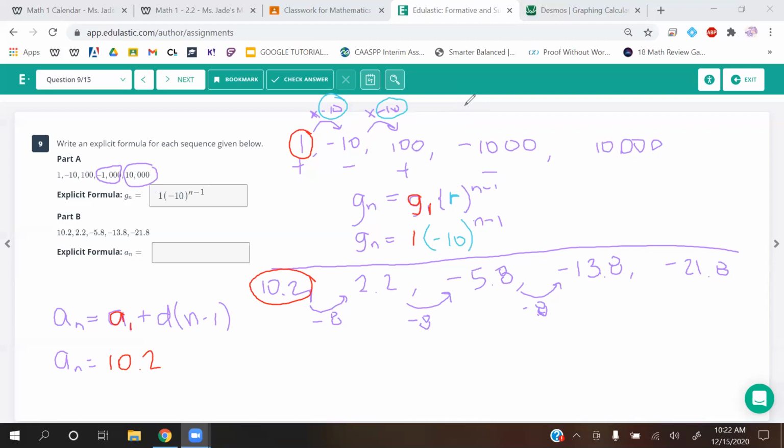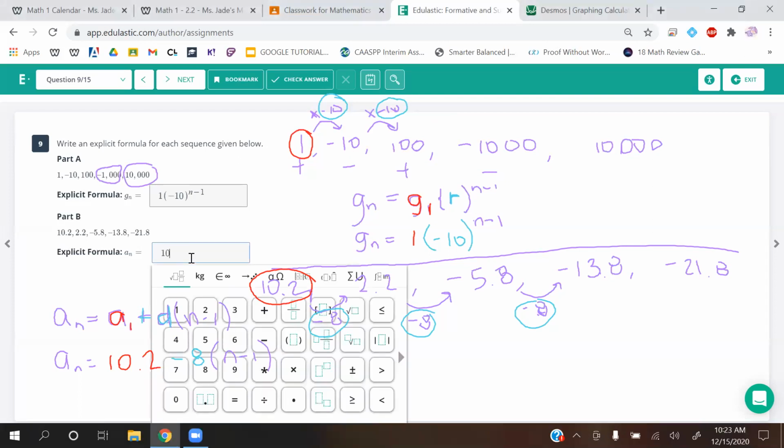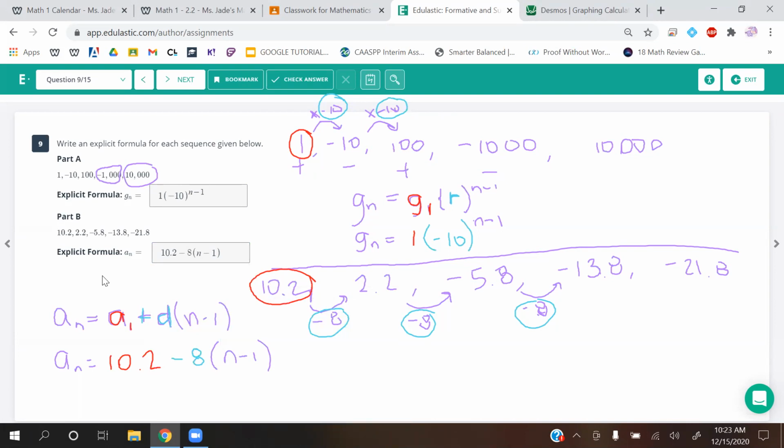All right, and then we have plus d. What is our d? The d is the common difference. It is what we are subtracting every single time or adding. In this case, it's a minus 8. So for the plus d, I'm going to write minus 8. And then last but not least, we just have parentheses n minus 1. So here is the thing we're going to type: 10.2 minus 8 parentheses n minus 1. So over here, 10.2 minus 8 parentheses n minus 1. All right, there, now it's out of the way. So I'm gonna pause this and see if you guys have any questions.